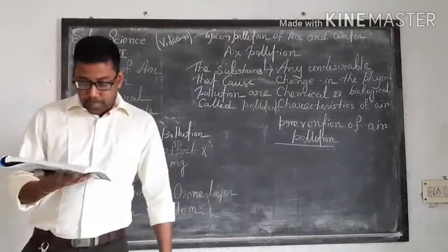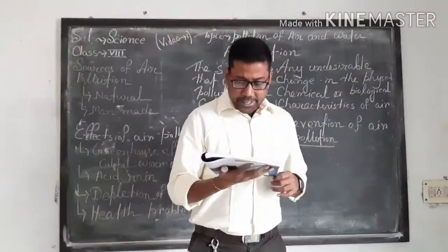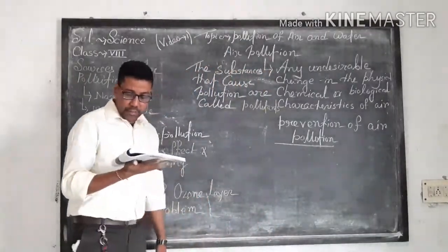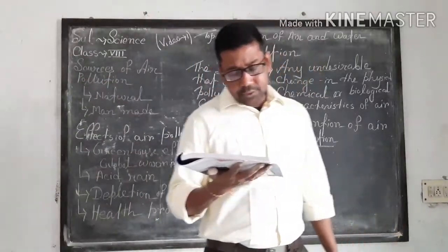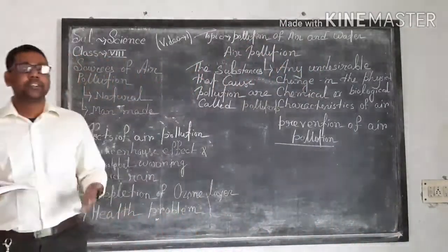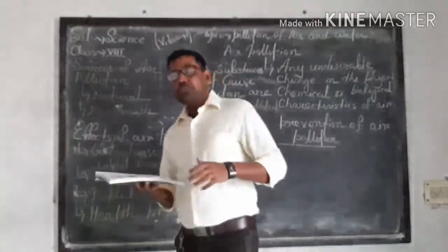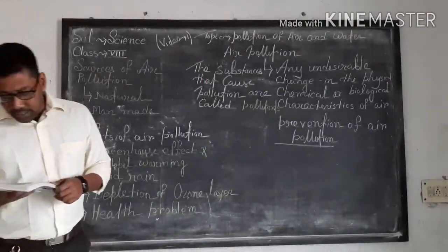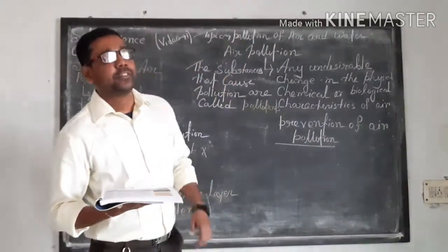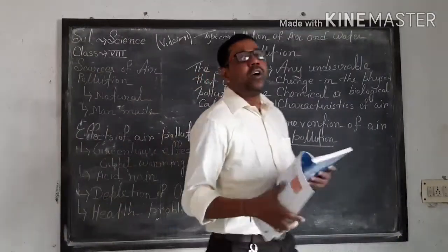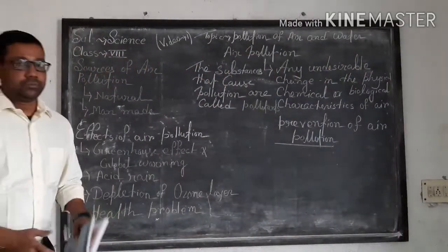Sulfur dioxide. The main source of sulfur dioxide is the burning of fuels like coal in power plants, and volcanic eruptions. Okay? And smoke and exhaust of vehicles. And particulate matter, the source of this particulate matter is industries like steel making, mining and power plants. So these are the man-made sources of air pollution.